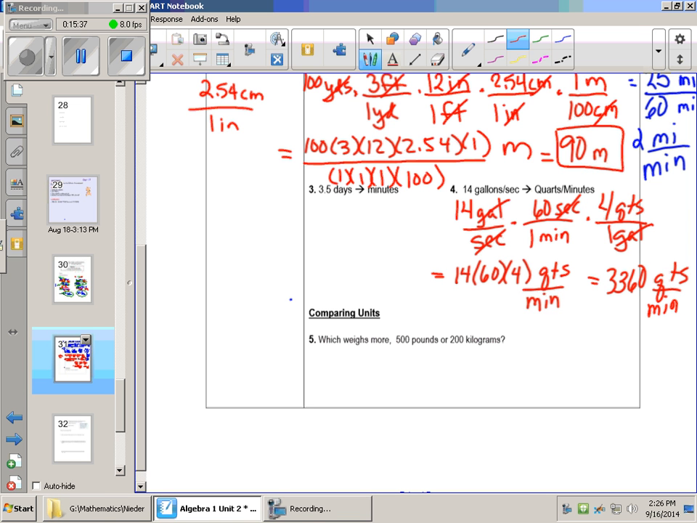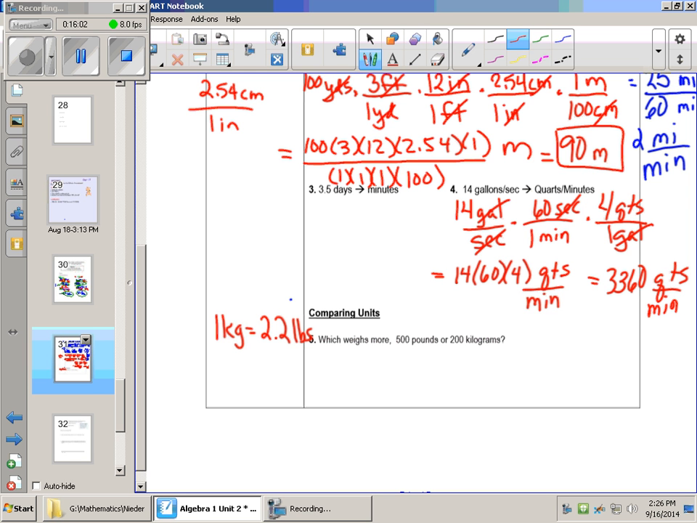Which weighs more, 500 pounds or 200 kilograms? Now I didn't remember this one from science class, so I actually did Google it, and I found out that 1 kilogram is about 2.2 pounds. That would be helpful to know, because back when I was lifting weights and the weights were in kilograms, I never really knew how many pounds I was lifting. I don't know why I didn't look that up a long time ago, but now I know.